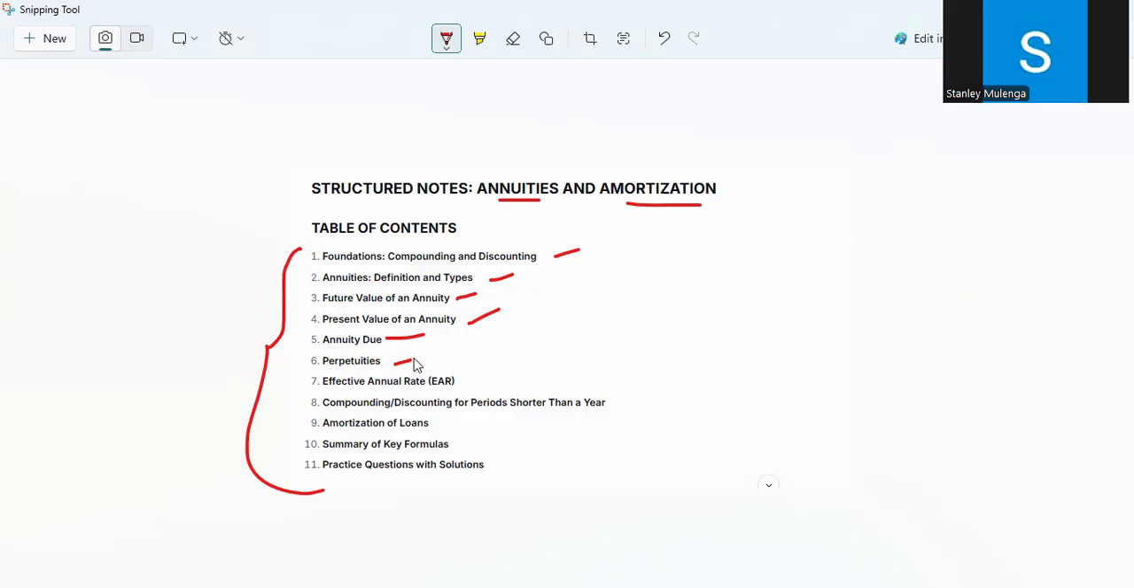Then perhaps look at what perpetuities are, and effective annual rate. We'll also look at how compounding or discounting for shorter periods within a year is done, how to amortize the loan, and some of the key formulas. Then we look at some exam question papers in that order. So this is how our structure will be for today.